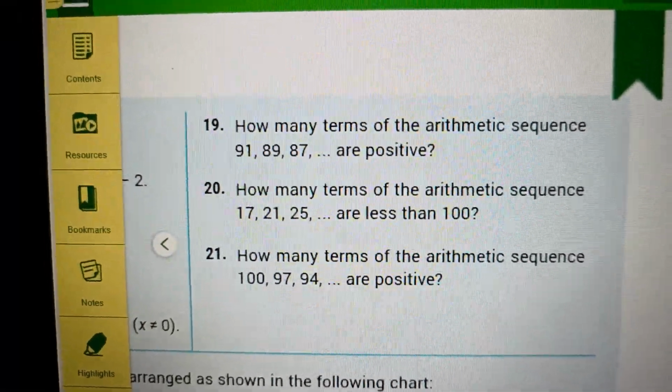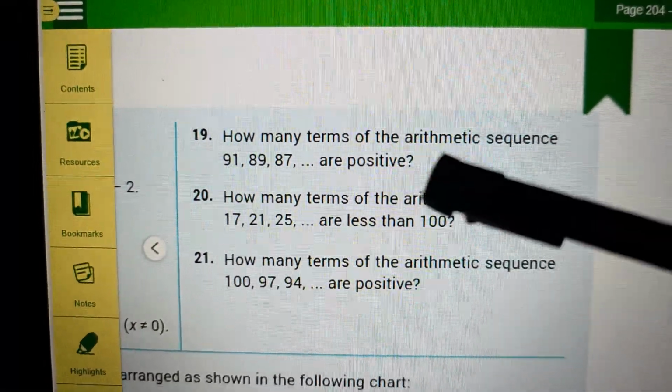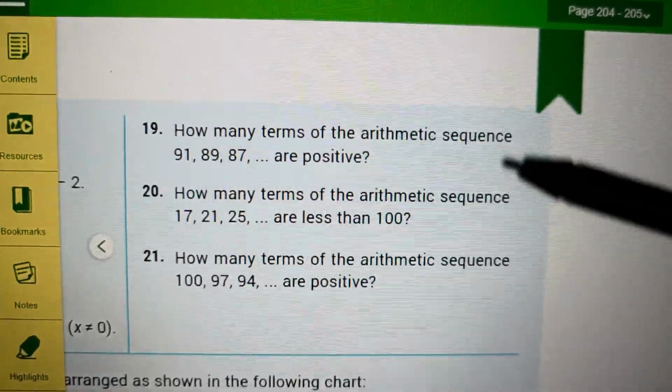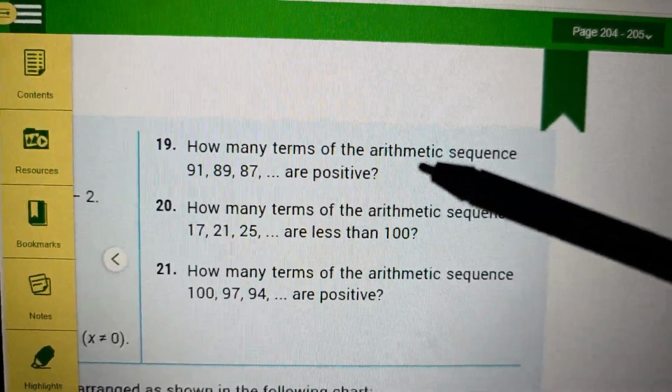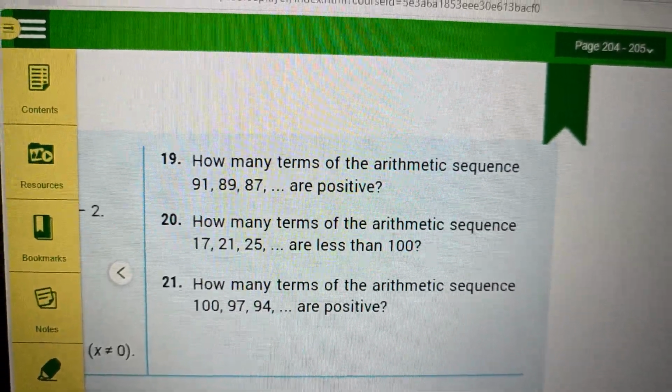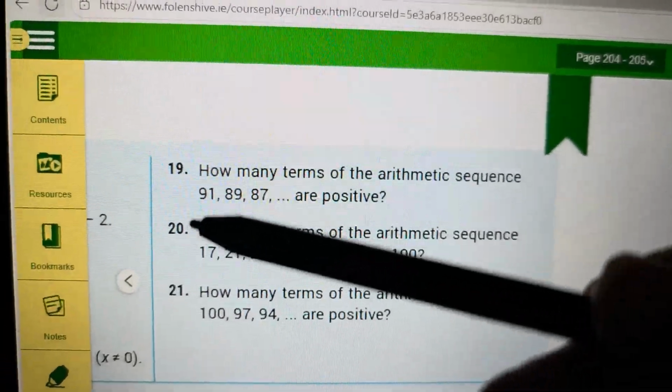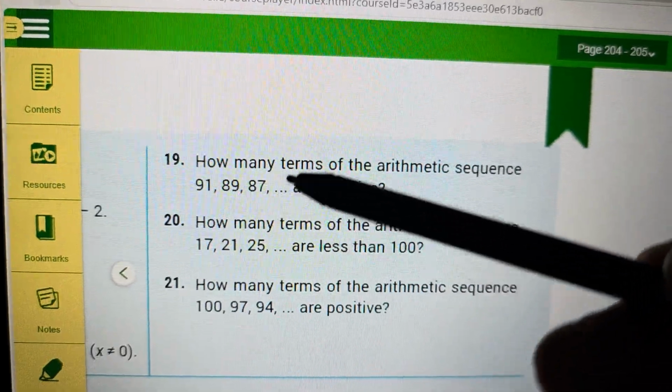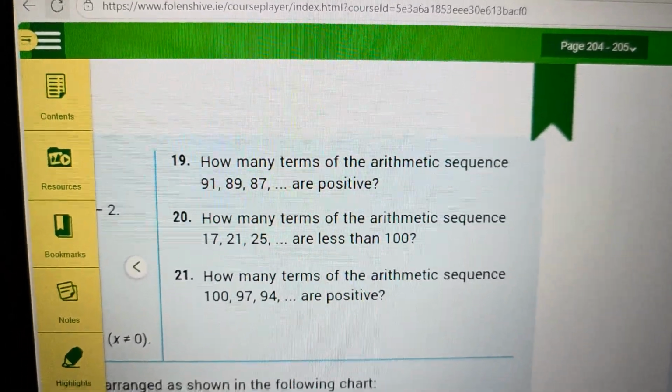Question 19. How many terms in this arithmetic sequence are positive? Okay, so I need to come up with the T of n formula for an arithmetic sequence. And then in order for it to be positive, it has to be greater than 0. A is 91. Common difference, it's going down by 2 each time. So common difference is minus 2.